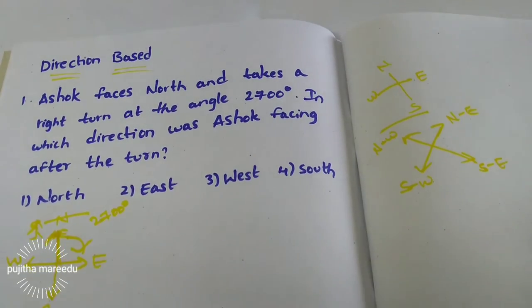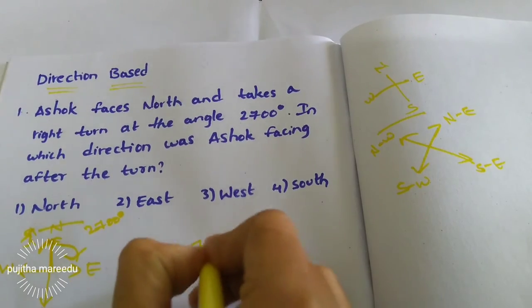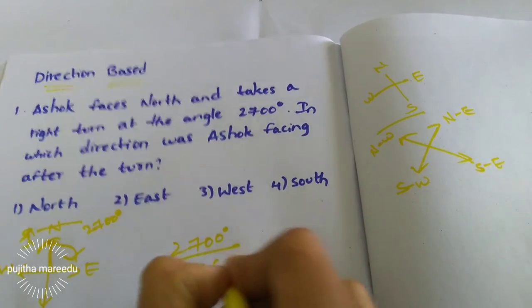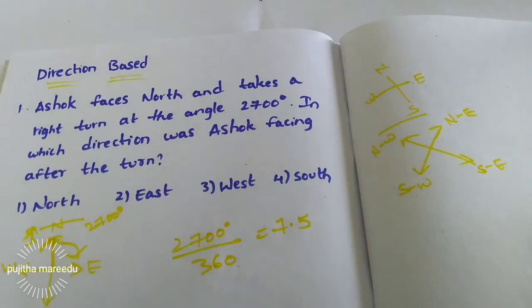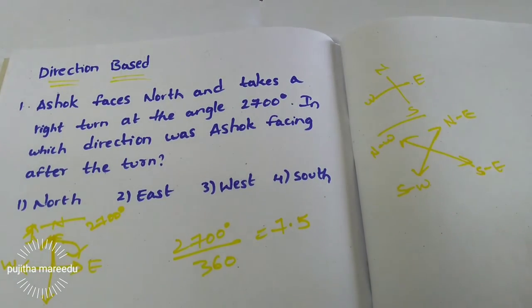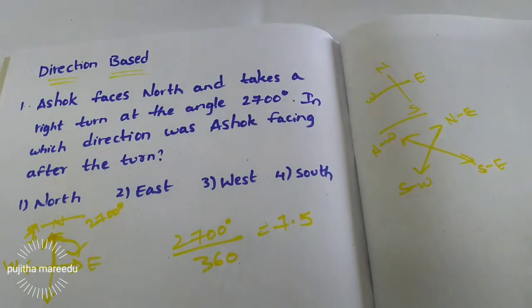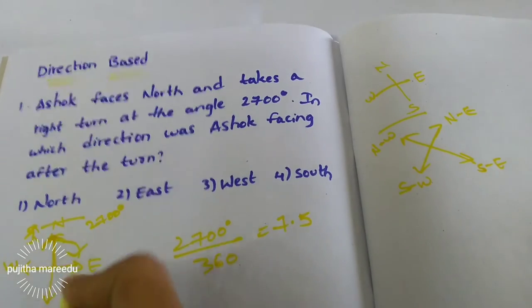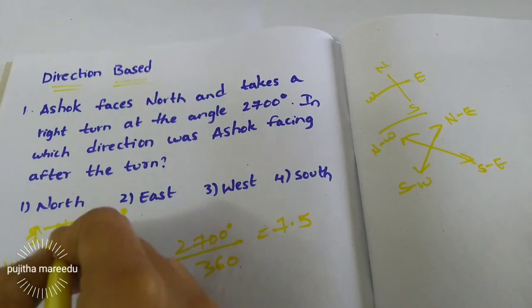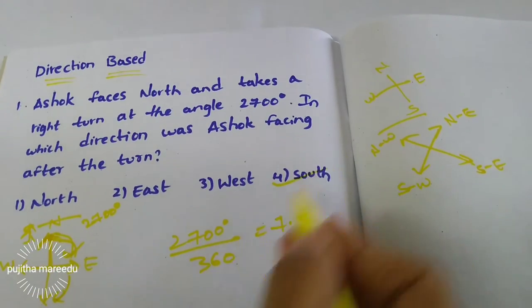Since Ashok completes 360 degrees in a circular turn, 2700 divided by 360 equals 7.5. So he completed 7 complete and a half turn. On covering 7 turns, Ashok will face towards north. Now a half turn will face towards the south direction. So the answer is south.